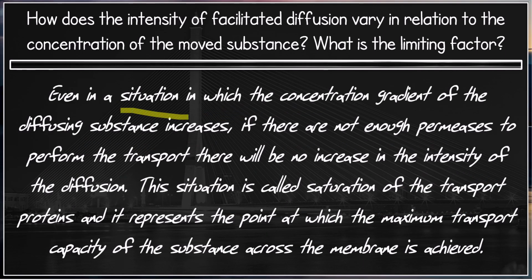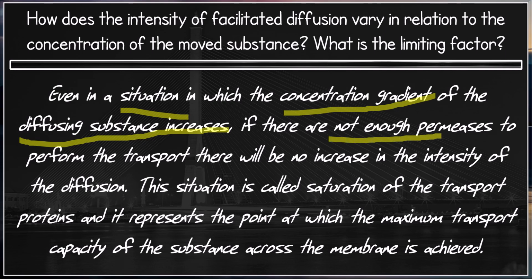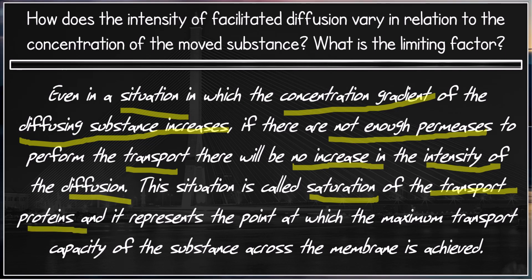Even in a situation in which the concentration gradient of the diffusing substances increases, if there are not enough permeases to perform the transport, there will be no increase in the intensity of diffusion. This situation is called saturation of the transport proteins, and it represents the point at which the maximum transport capacity of the substance across the membrane is achieved.